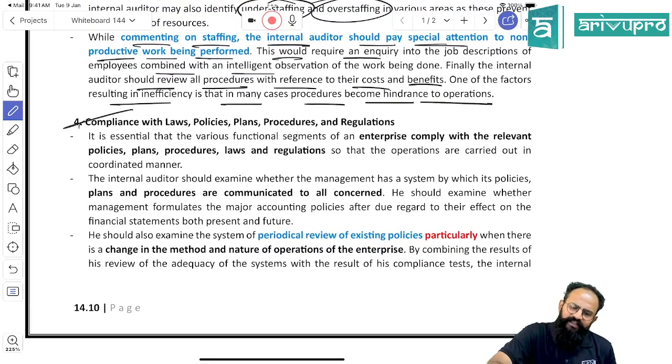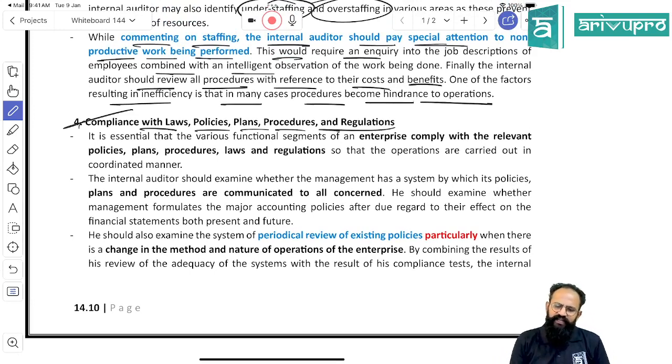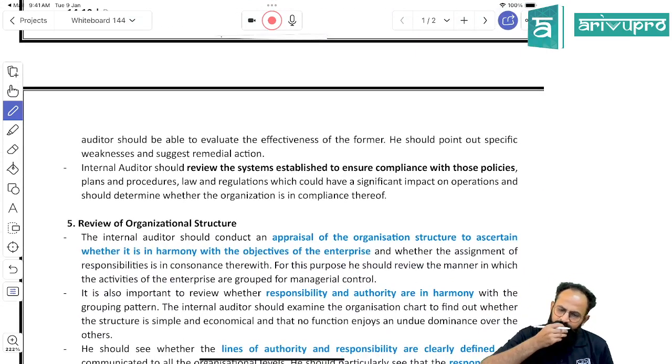Easy one. Compliance with laws, policies, plans, procedures and regulations. Nothing but, people, first check what all the laws applicable are. Is the company meeting everything? Timelines, are we able to meet them? Are we able to file all the reports for all the regulators that we need to file? And are all the documents and information accurately and properly communicated? So I will check all of that, and whether we have sufficient policies or not will come under compliance with laws, policies and all.